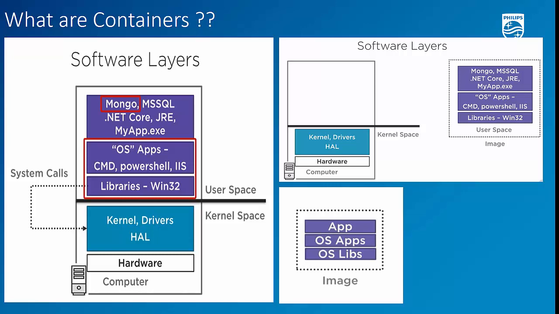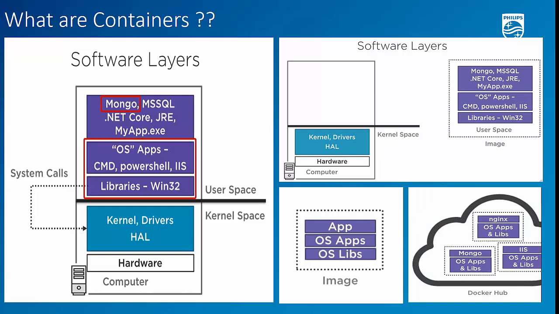So basically, how do you resolve that problem? If you package all that together, including your operating system libraries, all your applications, and your .NET layer, you're going to solve that problem. With that, we can create more and more containers. So you have Nginx, let's say a MongoDB image, an IIS image, etc.